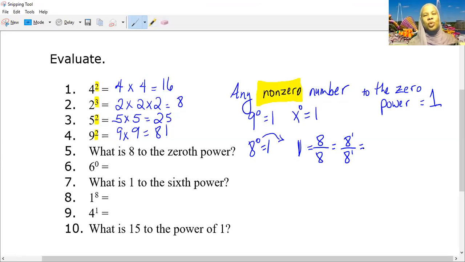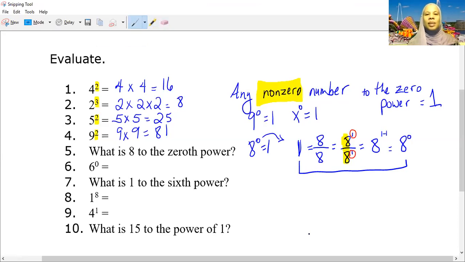Now, there's a rule in math that says when you divide by the same number, which is called a base number, you subtract the exponents. When you divide by a base number, you subtract the exponents. So based on that alone, we know we keep the base number the same. So we have 8, and then we say 1 minus 1. So what is 1 minus 1? That's 0. So this is 8 to the 0 power. And so basically, I just proved that 8 to the 0 power is equal to 1.